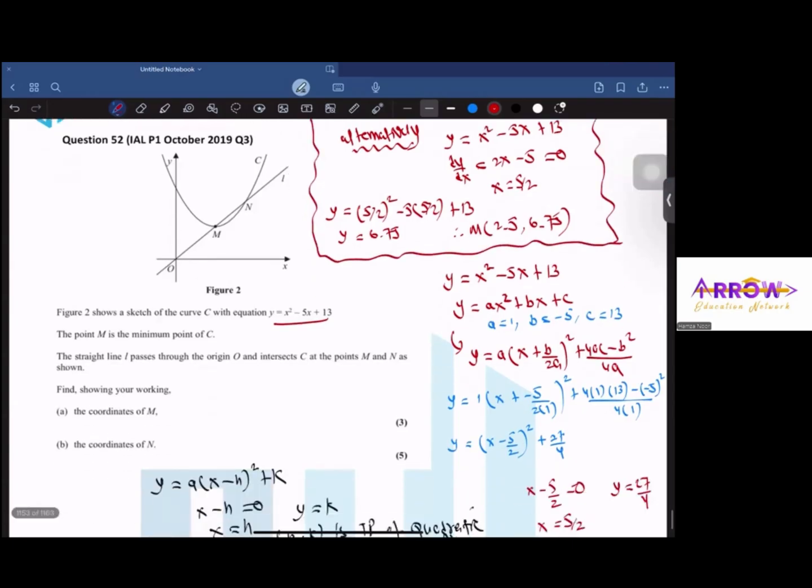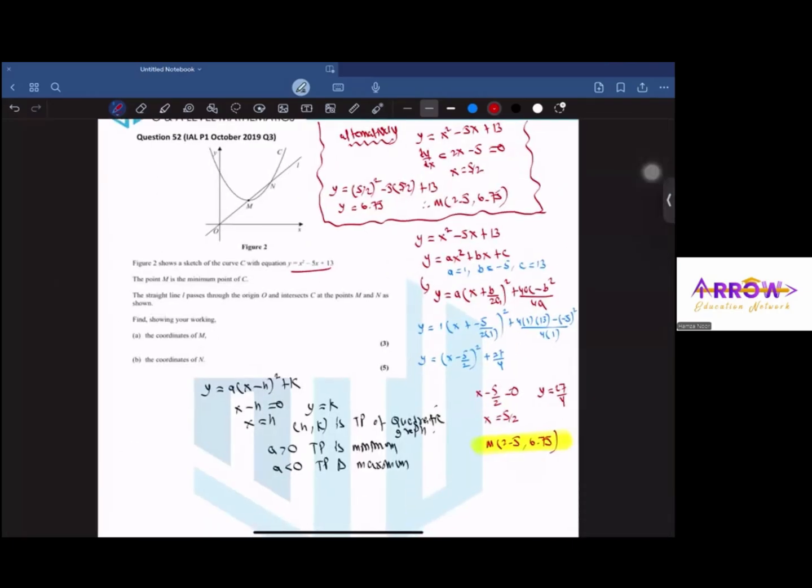All right. So you can do it in either way. Now let's move on to part B. So part A is done. Let's move on to part B. Part B says that we need to find the coordinates of N.